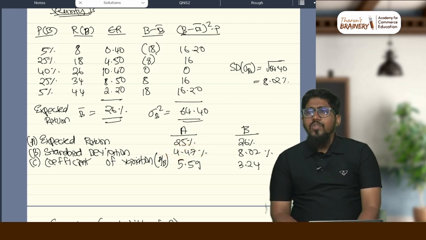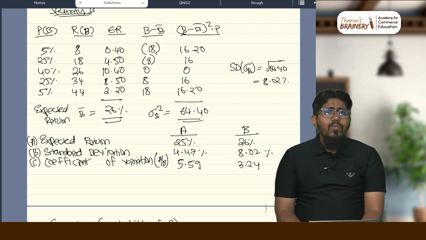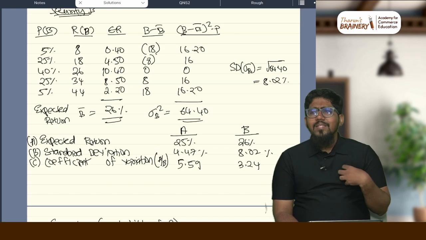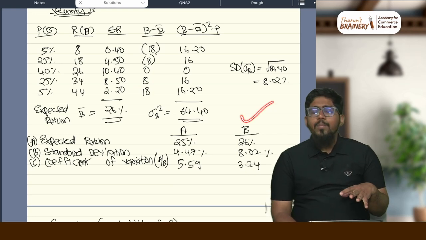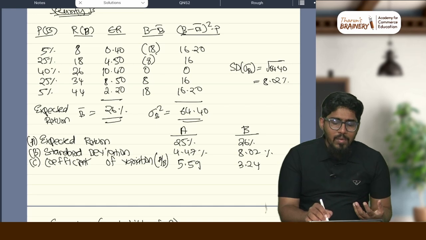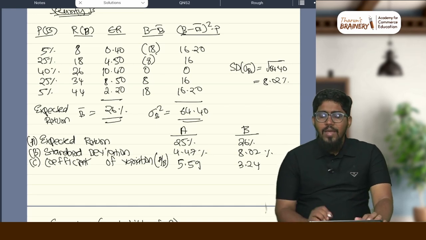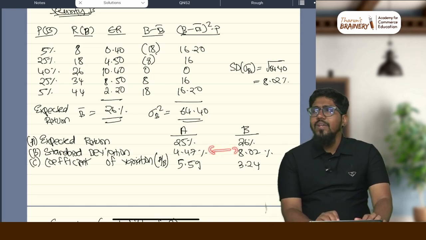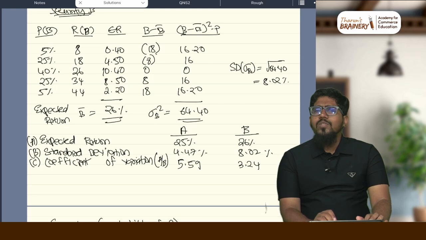So if the question asks which security to invest in with respect to return, then the answer should be B. Suppose the question is which security to invest in with respect to risk, then your answer should be A, because it has a lower risk. So high risk, high return; low risk, low return. Clarity? Sir, what should I select?